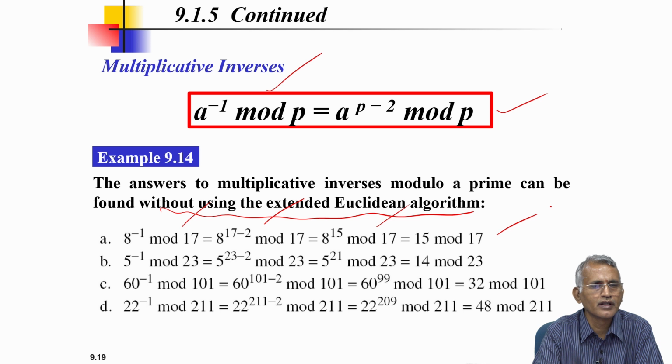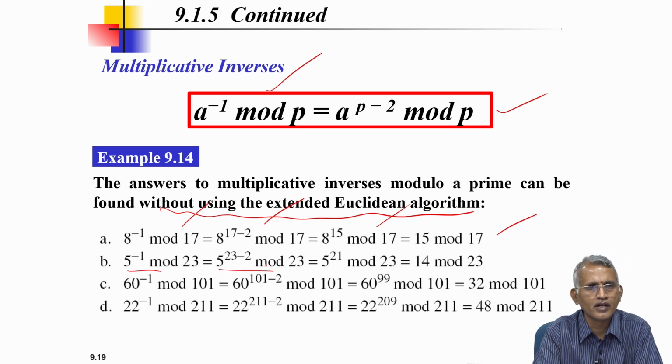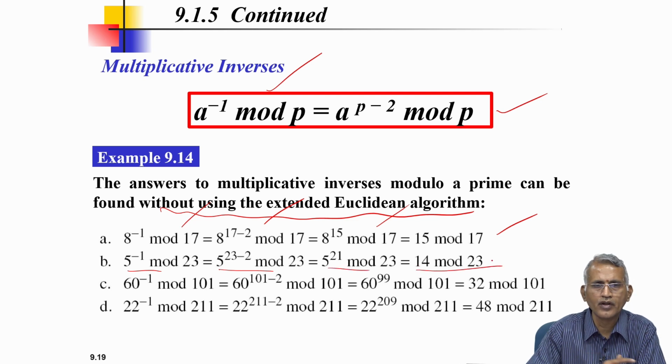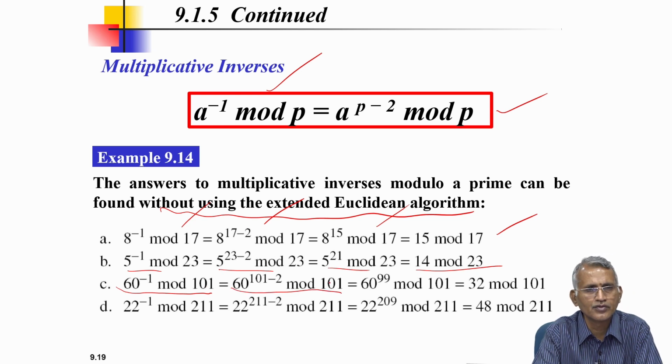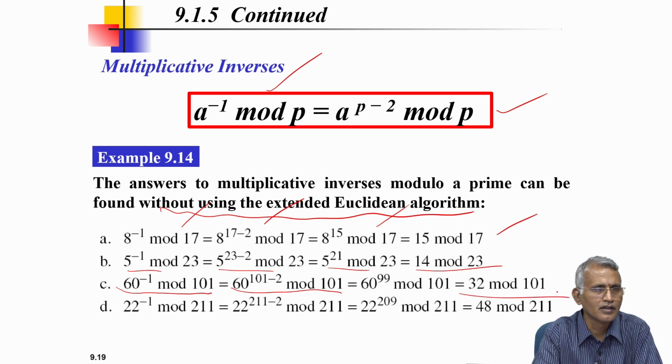Similarly, we go to the next problem. 5 power minus 1 under modulo 23 is nothing but 5 power 23 minus 2 under modulo 23, equal to 5 power 21 under modulo 23. So this value is 14 modulo 23. Next, 60 power minus 1 under modulo 101 is equal to 60 power 101 minus 2 under modulo 101, which is 60 power 99 under modulo 101. Therefore, it is equal to 32 under modulo 101.